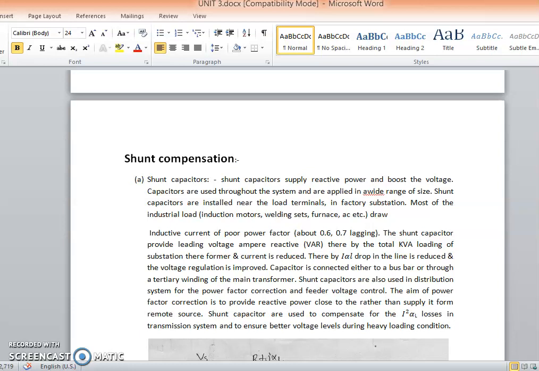Shunt capacitive compensation. In this method, we improve the power factor. Whenever an inductive load is connected to the transmission line, the power factor lags because of the lagging load. To compensate for it, a shunt capacitor is connected, which draws current leading the source voltage. The net result is an improvement in power factor.